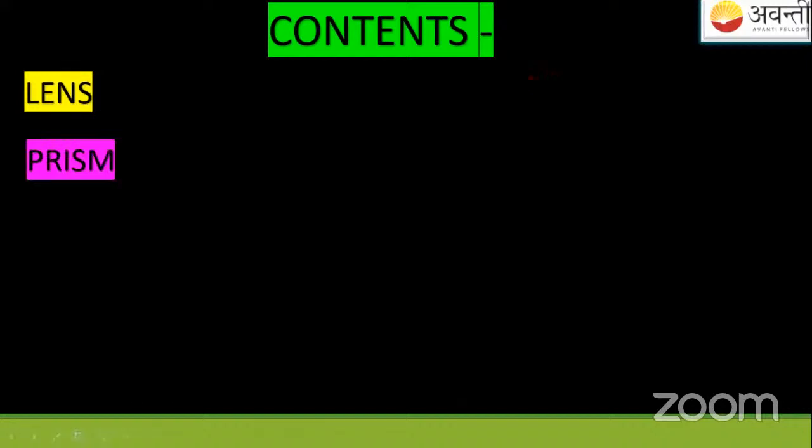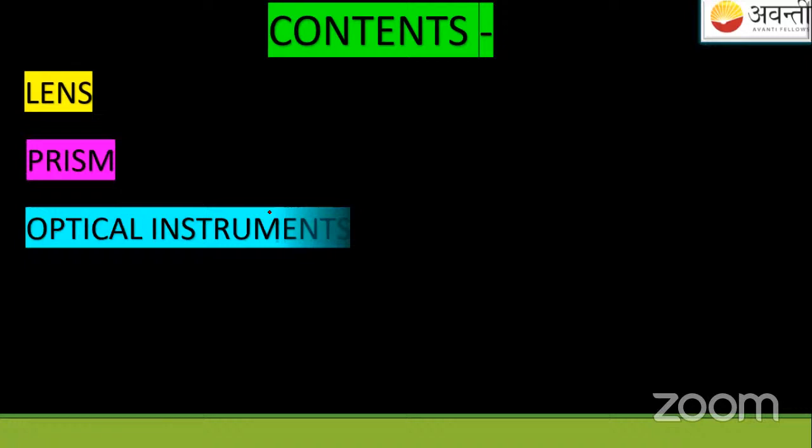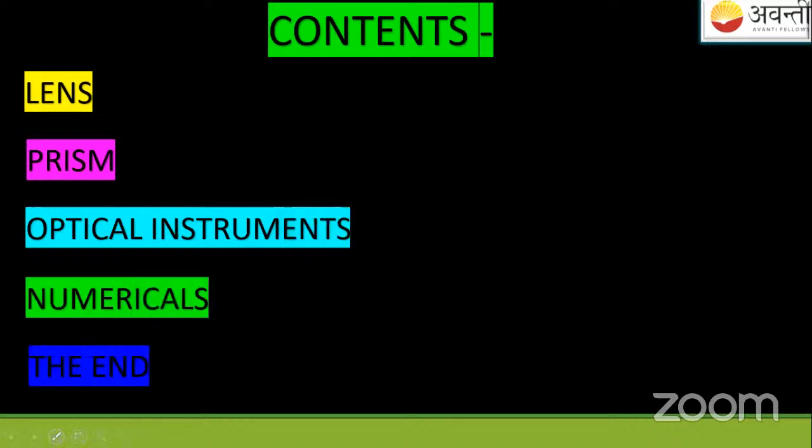Students, text me where we ended in the previous class. This is lens, prism, optical instruments, numericals. So today what we'll do? Today we'll start with the lens. Okay, please reply in the chat box. Was lens completed? Were we on the prism? Lens was completed or not? Reply in the chat box. Otherwise, I have to see on YouTube up to where we have ended.